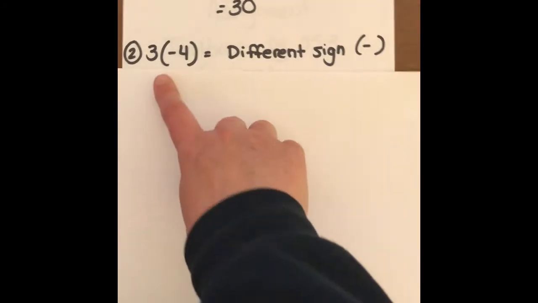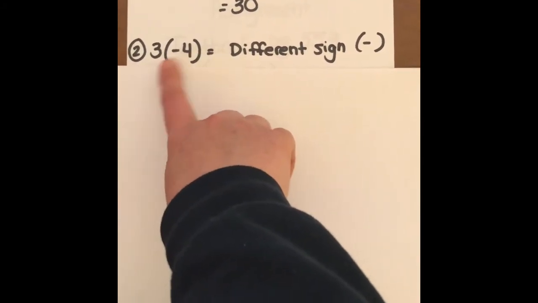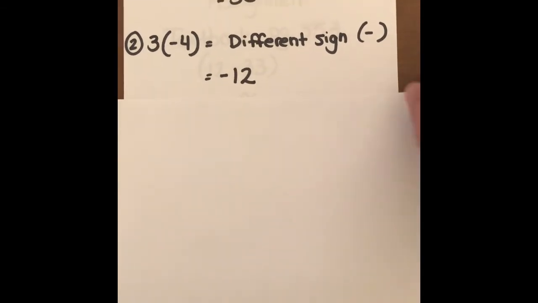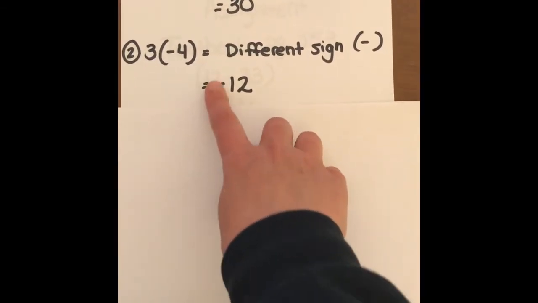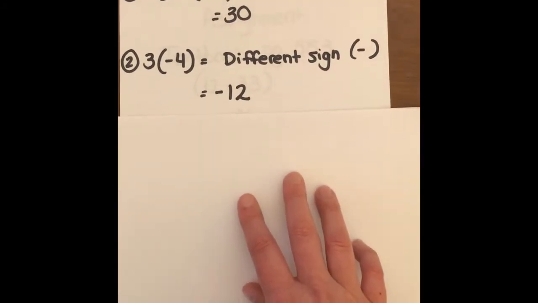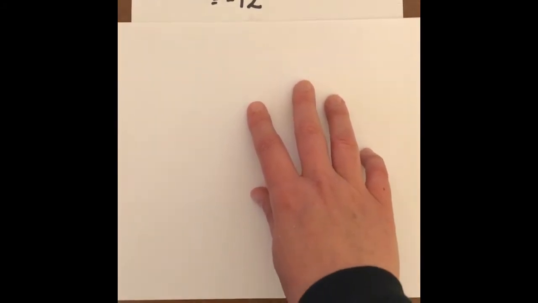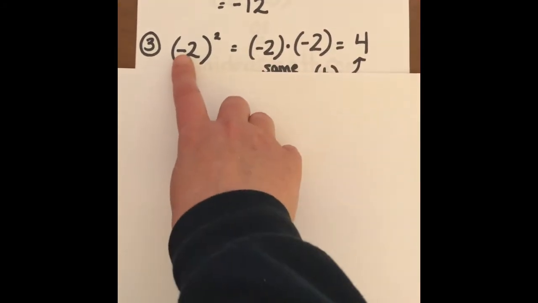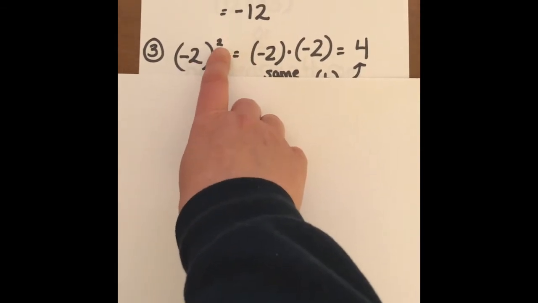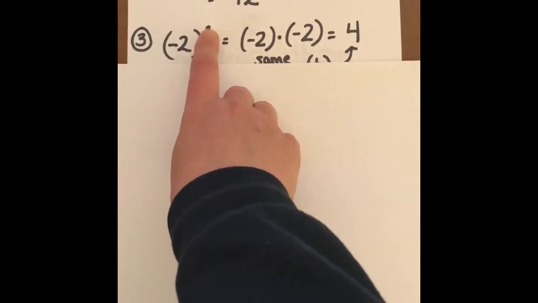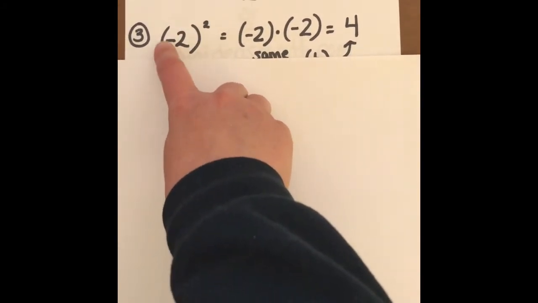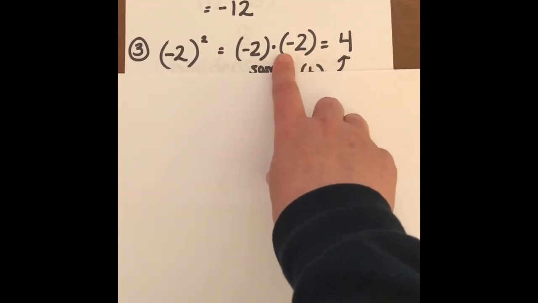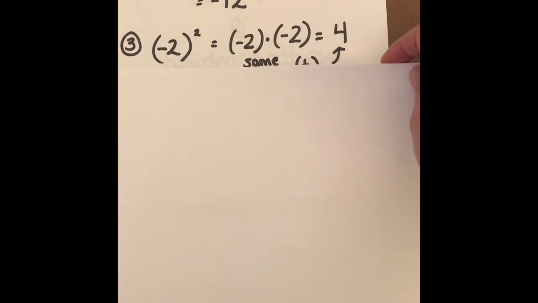This one, positive 3 times -4. Different signs, positive and negative, so the answer is going to be negative on this one. So 3 times 4 is 12. It has to be -12 on this, different sign. This next one's unique, so let's take a look. You have -2 inside the parentheses and squared on the outside, to the second power. That means the second power applies to the -2. So you're going to have -2 times -2. Same sign, you're going to get a positive 4.